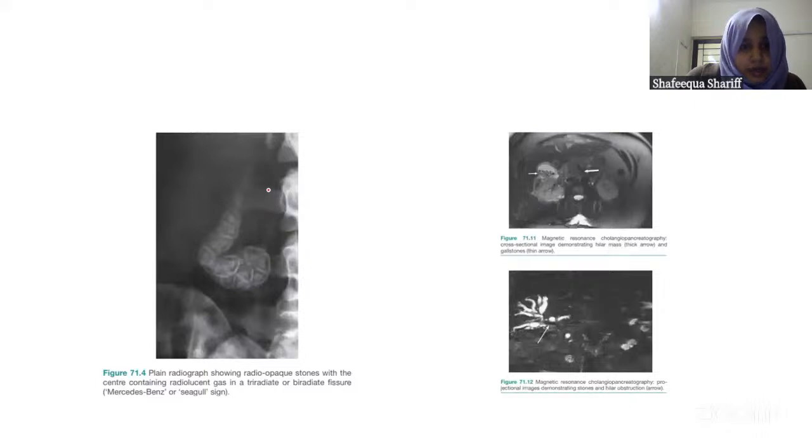So this is a plain radiograph which shows multiple radio-opaque stones. This is the famous Mercedes-Benz or seagull sign, and this is an MRCP image. I'm not sure if it's clear for you there. So you can see these multiple stones in the gallbladder.